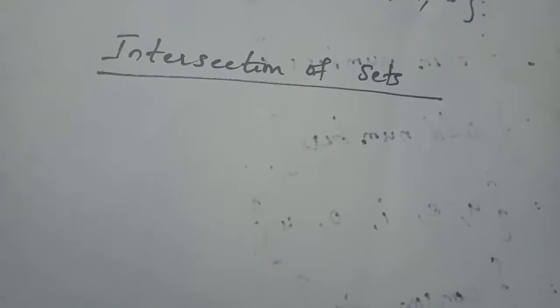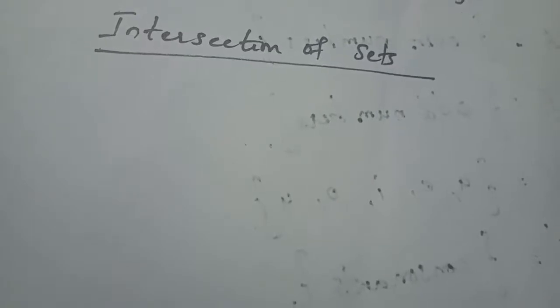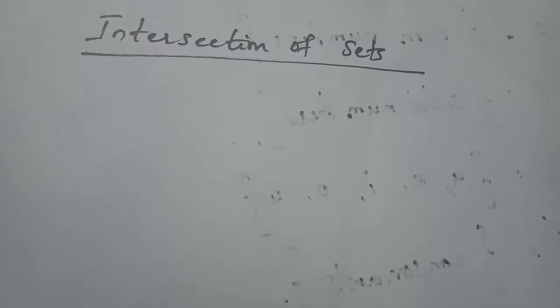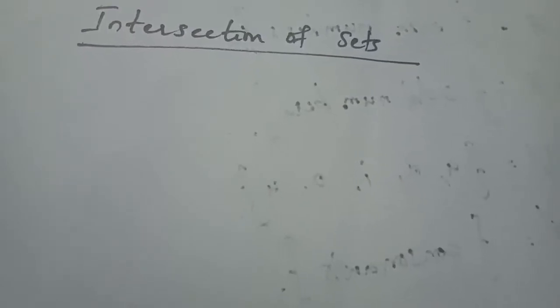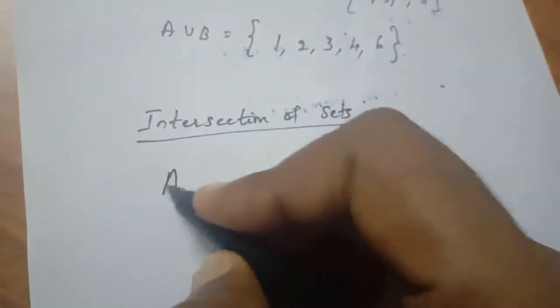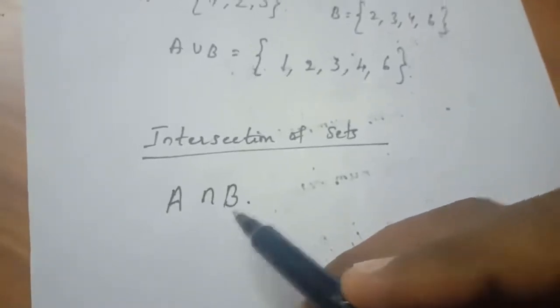Intersection of sets. Now, the intersection of two sets A and B is a set which consists of elements which are common in A and B. We have to consider only the elements which are common in both A and B. And A intersection B is denoted as A ∩ B. This is read as A intersection B.